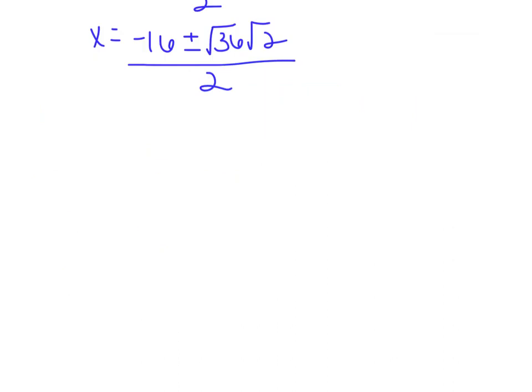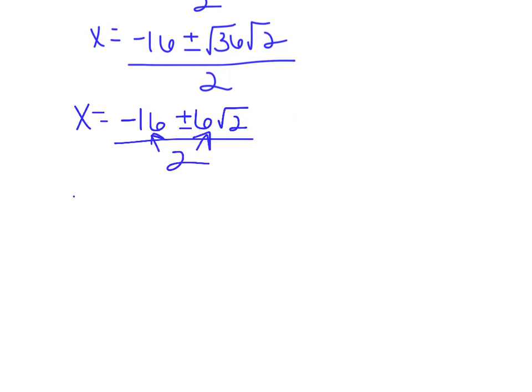So now I'm going to take the square root of 36, which is 6. And now I'm going to divide the 2 into both my terms, just like we've been doing. So I have negative 8 plus or minus 3 rad 2.